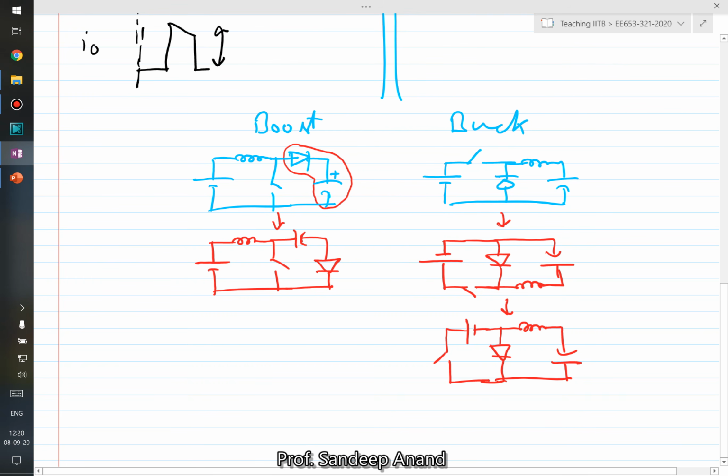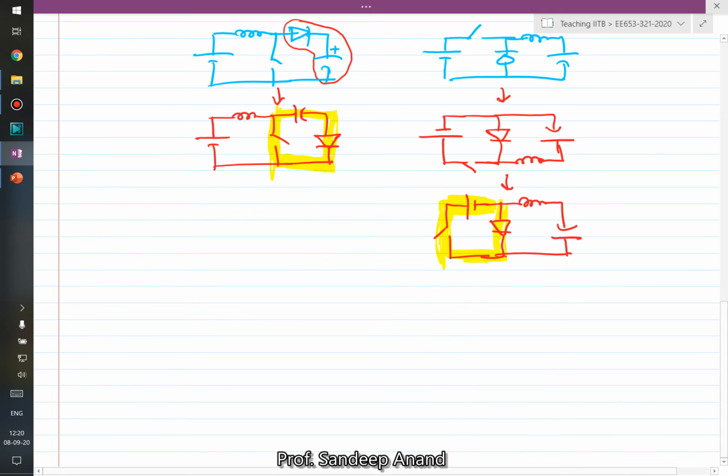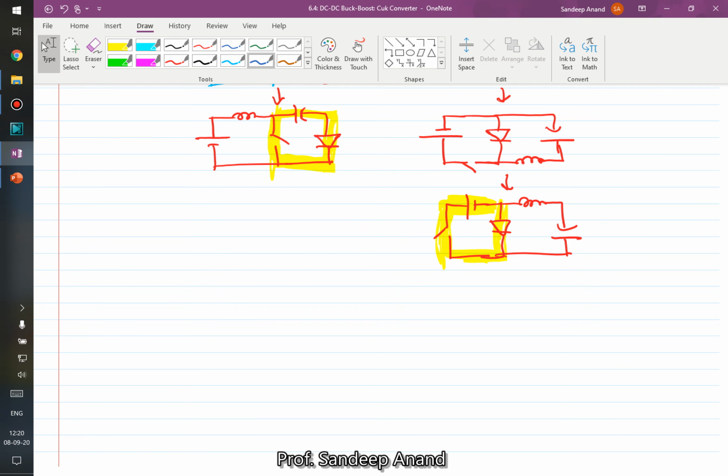Now observe this particular highlighted region and this highlighted region. You see, both of them look similar, right? So that means instead of having these two circuits, we can have a common circuit and connect the input side and the output side to that common circuit. So instead of using twice the components, we can reduce some of the components.